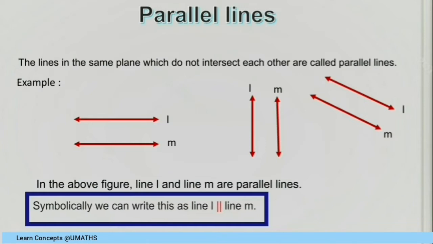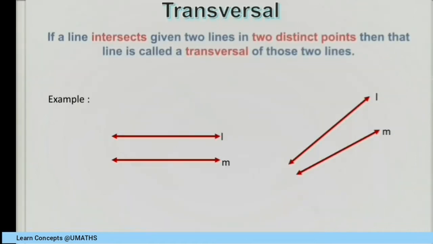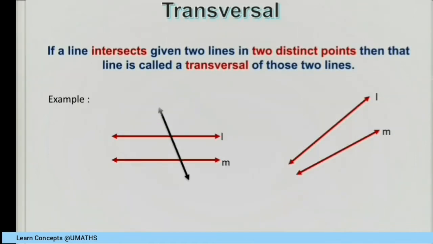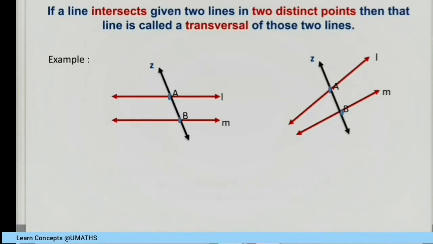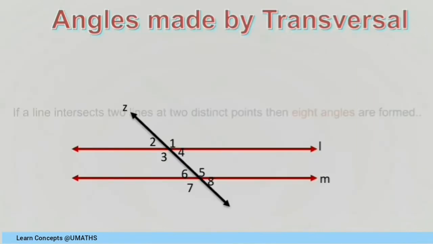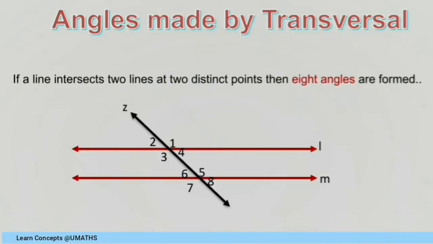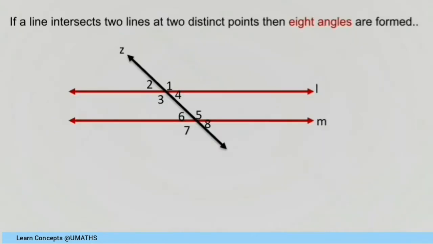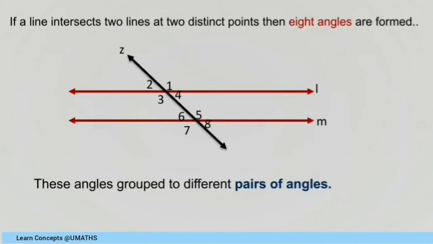Let us recall what transversal lines are. If a line intersects two given lines in two distinct points, then that line is called a transversal of those two lines. Observe the on-screen figure. Line Z is the transversal of lines L and M, and point A and point B are the intersecting points. If a line intersects two lines at two different points, then 8 angles are formed. These angles group into different pairs of angles. Right students? This concept we learnt in the last video.